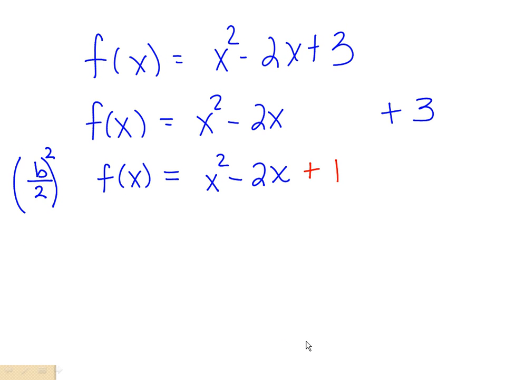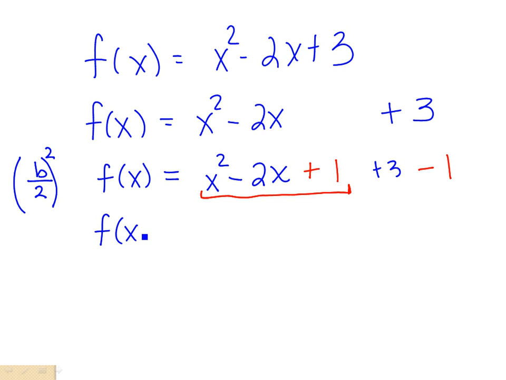But since we added 1 in this case, we're going to turn around and subtract 1 to balance it out, because we can't just add a number to one side of the equation without balancing. So we had to subtract the 1. Now let's look at x squared minus 2x plus 1. Because we completed the square, it should now be a perfect square trinomial.